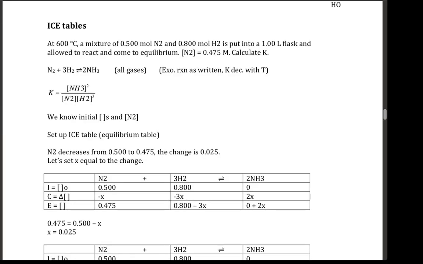And Kp is unitless, as is K. Our next section is ice tables.